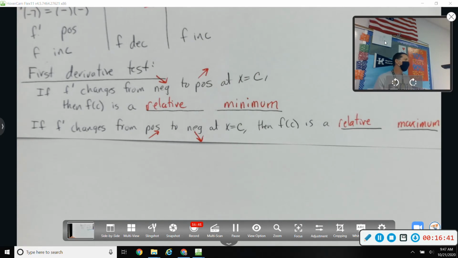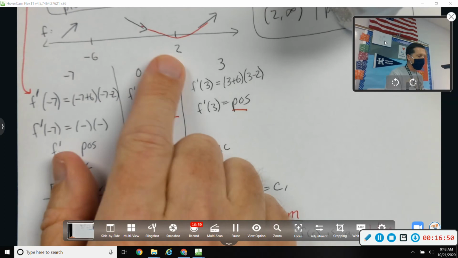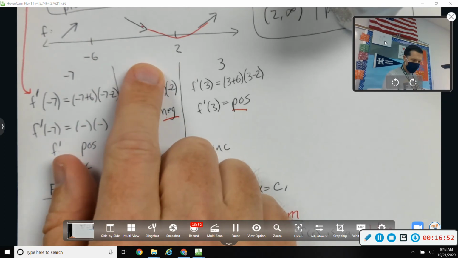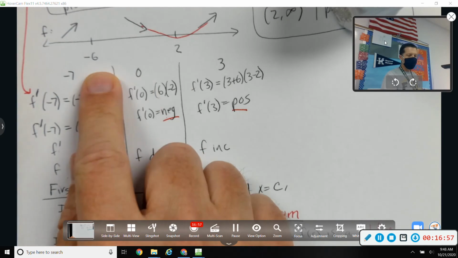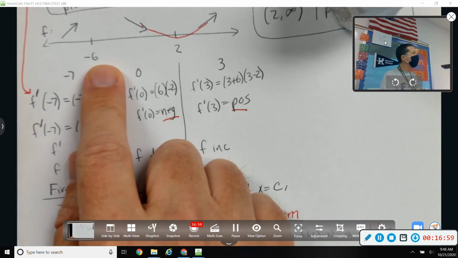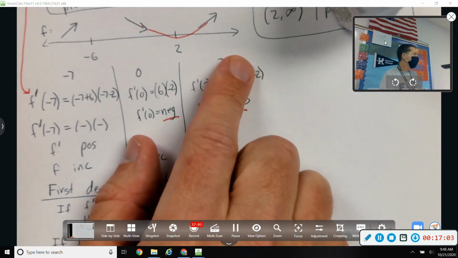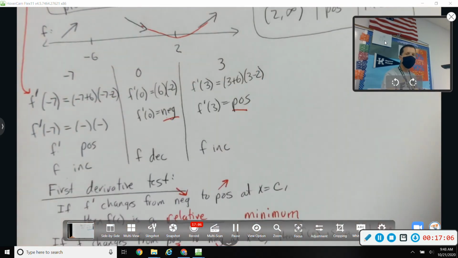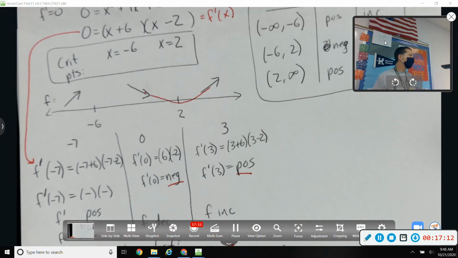Yes, sir. Can you put a number for the interval, like you put 0 between -6? So can I pick any number? You can pick any number on the interval. I just picked 0 because it was easy. But you could have picked -5.5 if you wanted to. Bigger than 2, you could have picked 73. Any number on the interval will work, because the only problem points are the critical points. There's no other critical numbers, so you're free to pick anything else.